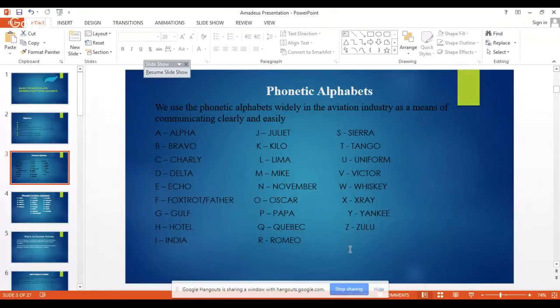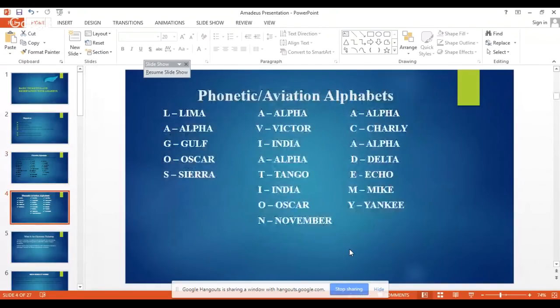J for Juliet, K for Kilo, L for Lima, M for Mike, N for November, O for Oscar, P for Papa, Q for Quebec, R for Romeo, S for Sierra, T for Tango, U for Uniform, V for Victor, W for Whiskey, X for X-ray, Y for Yankee, and Z for Zulu. That's the way we use it in the aviation industry.